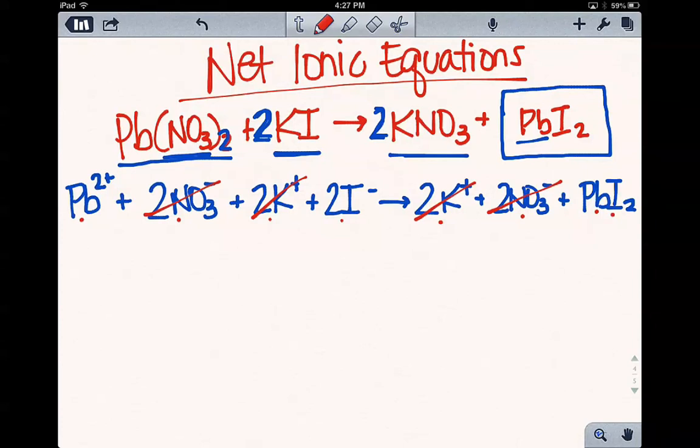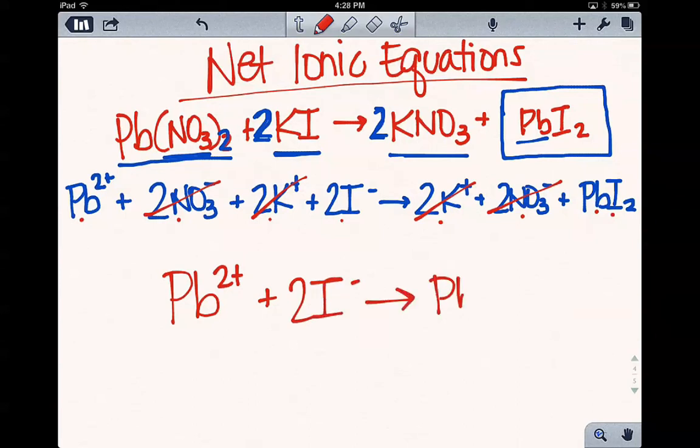So my net ionic equation is going to be the lead ion plus the 2 iodide ions, giving me the lead 2 iodide. And that is how you write a net ionic equation.